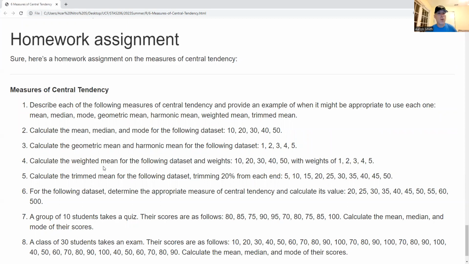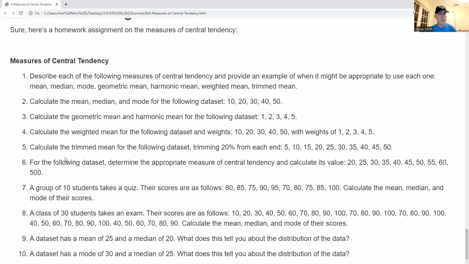All right, so here's your homework assignment. Just a bunch of stuff to read over and execute. You can do this by hand with a calculator. Actually, with these numbers, you could do this by hand with just pencil and paper, but I'll leave it to you.